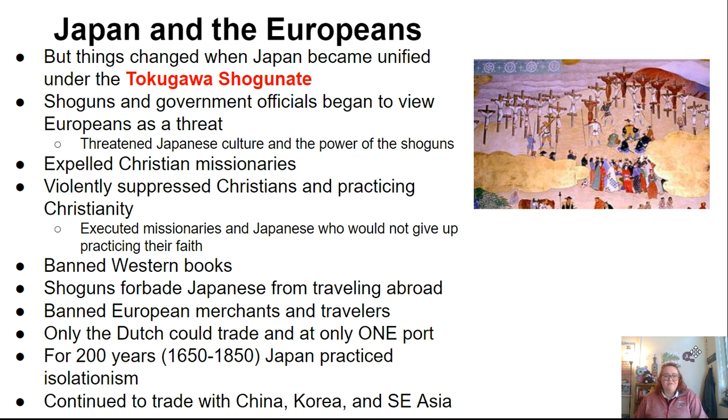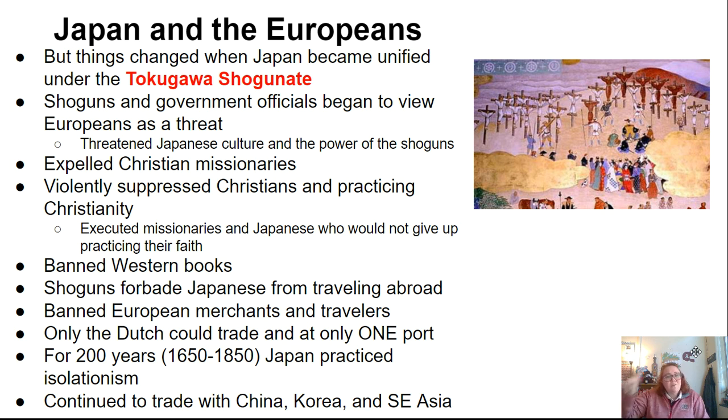Well, things would quickly change, however, as Japan would unify under the Tokugawa shogunate. So the shoguns and the government officials began to view Europeans as a threat. They thought that the Europeans would come in and completely erase Japanese culture and take away the power of the shoguns. So they expelled Christian missionaries, and they violently suppressed Christians and anybody who practiced Christianity. They even went to the point of executing missionaries, and any Japanese that would not give up their faith.